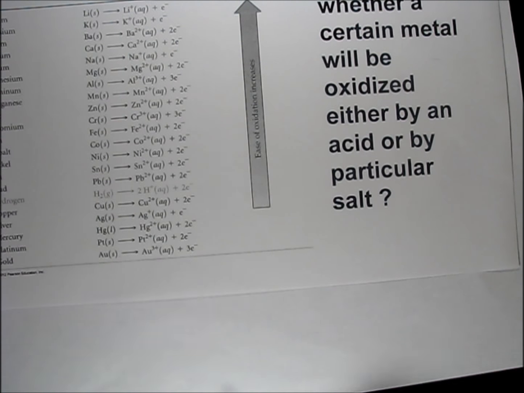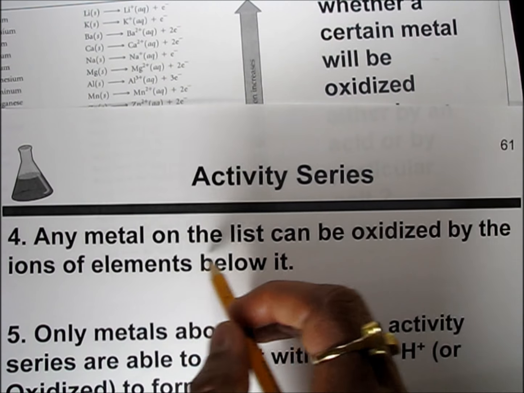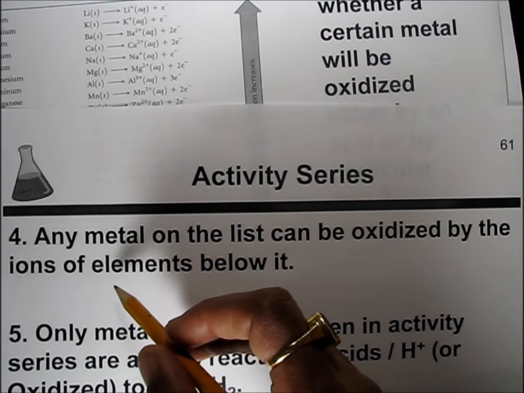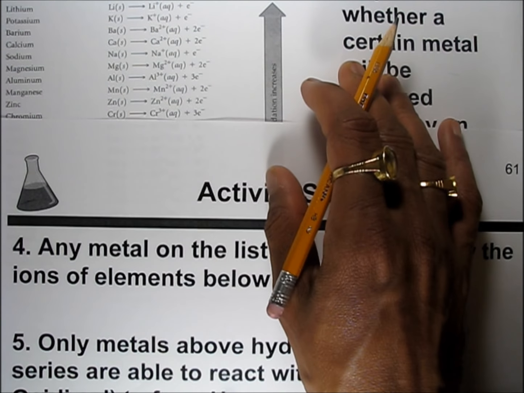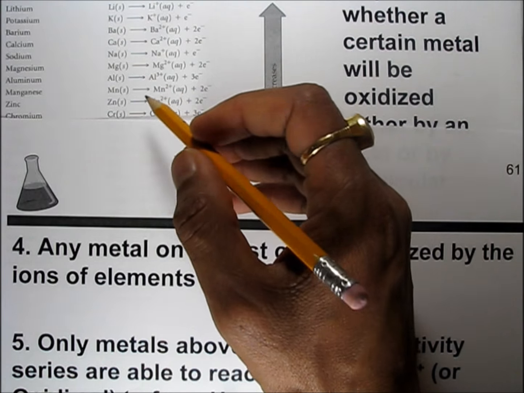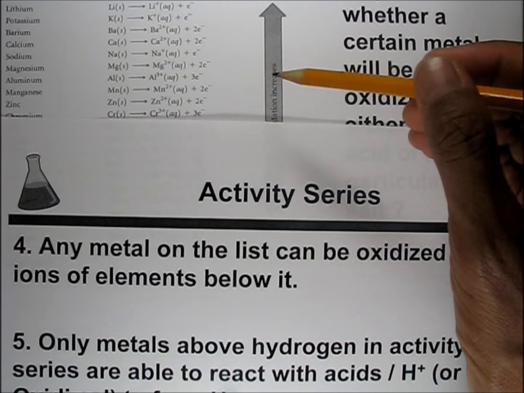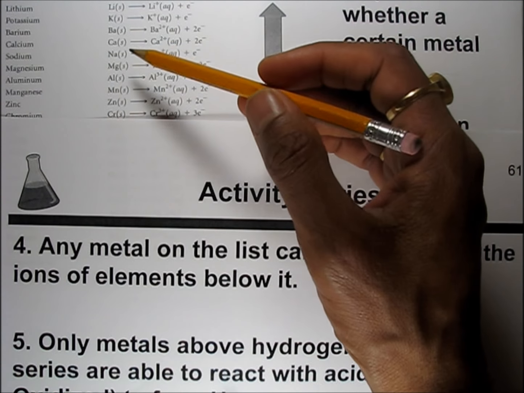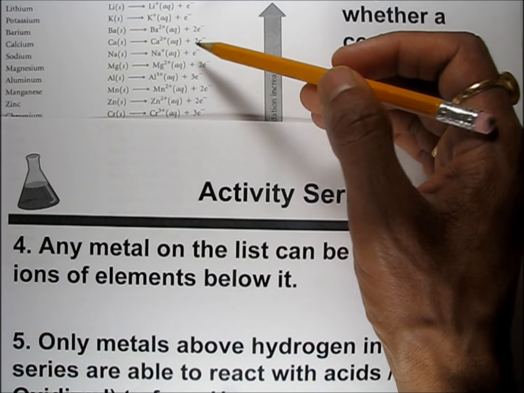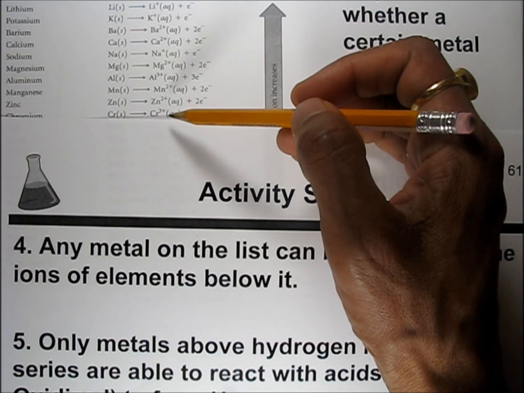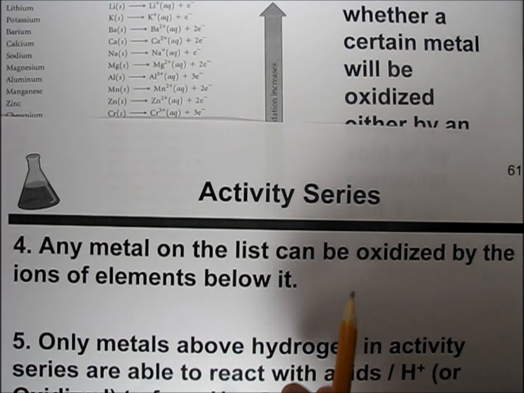Another rule for this activity series is that any metal on the list can be oxidized by the ions of an element below it. It means, for example, that a zinc ion can be reduced by calcium. Calcium easily removes its electrons, and they can be accepted by the zinc ion. It means like that.